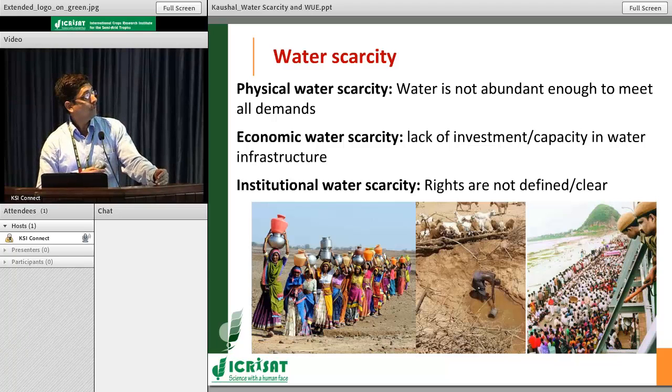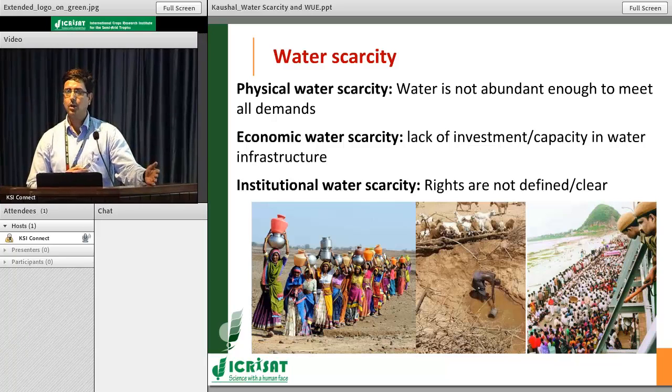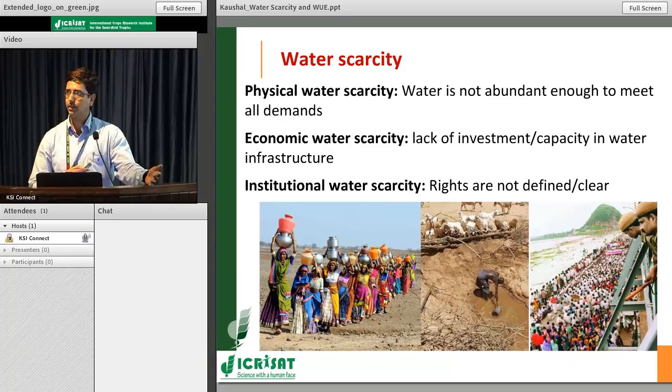Economic water scarcity is the situation when water is available but the infrastructure is not there. For example, a farmer who has groundwater but does not have the pump. Or a situation like in Africa, where a huge amount of water is there but the money is not there. So that is what we can call economic water scarcity.